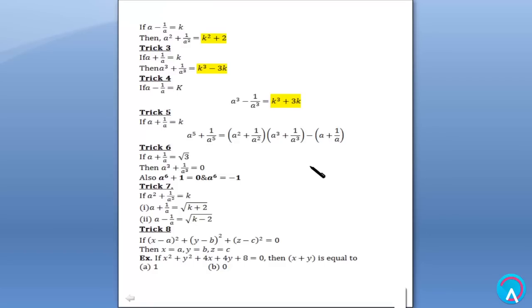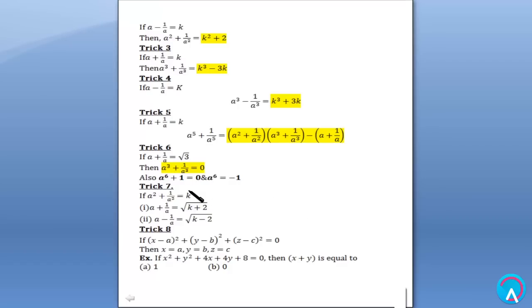Moving on to trick 5, if a plus 1 by a is equal to k, then a to the power 5 plus 1 by a to the power 5 is equal to a square plus 1 by a square multiplied with a cube plus 1 by a cube minus a plus 1 by a. Trick 6, if a plus 1 by a is equal to root 3, then a cube plus 1 by a cube is equal to 0.